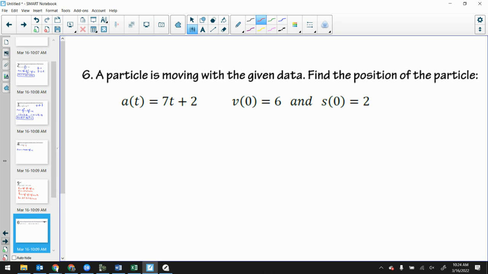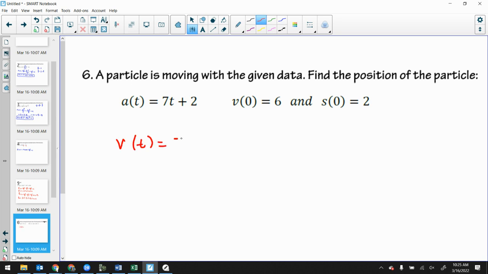All right, a particle is moving with the given data. Find the position of the particle. So I'm given a of t. Now remember that you have to know that a of t is the acceleration, and to get you back to the position, I need to find the second antiderivative, right? The first antiderivative gets you back to the velocity. The second antiderivative gets you back to the position.